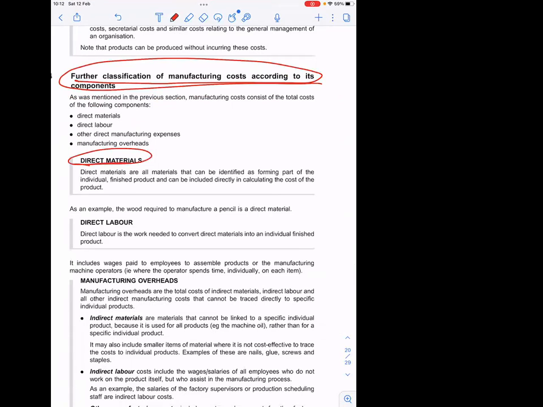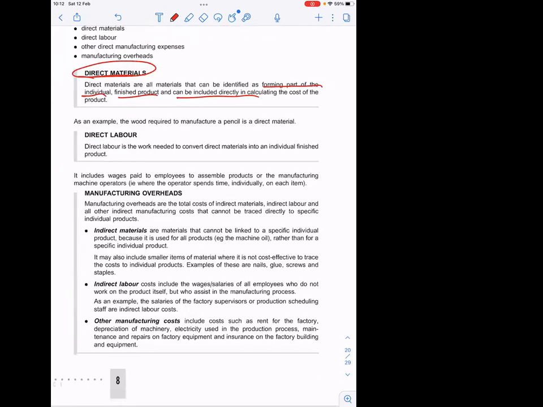It is direct material, all material that can be identified as forming part of the individual finished product and can be included directly in calculating the cost of the product. That's your direct material. For example, the wood for your desk. An example, the wood required to manufacture a pencil is a direct material. Then I've got direct labor.